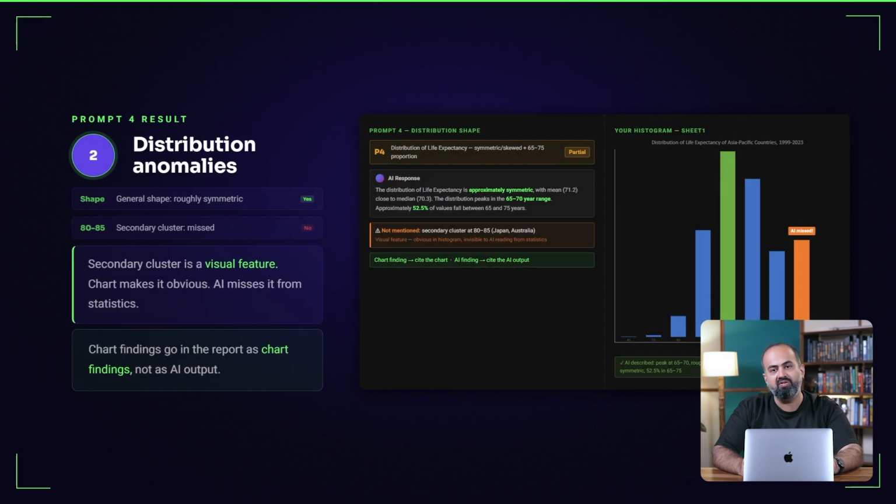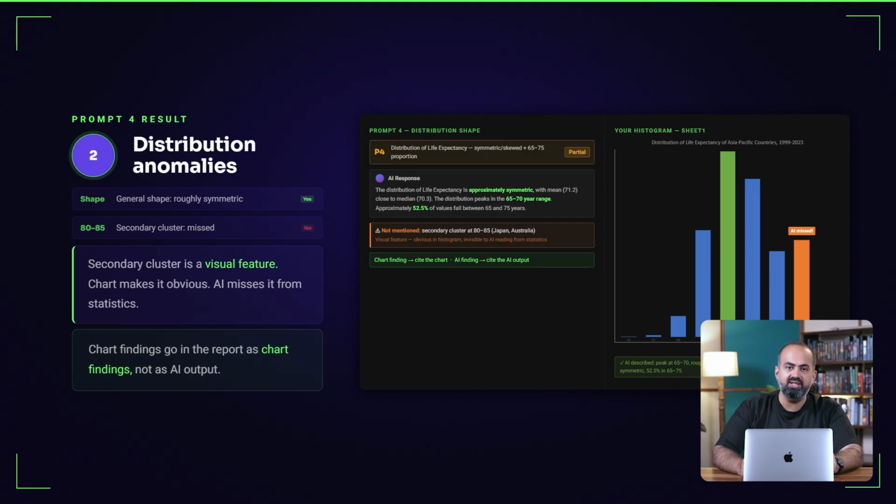Question 2. Did the AI flag or ignore distribution anomalies? Look at your log row for prompt 4. Your unit 3.3 histogram shows 2 findings: the main cluster of life expectancy values in the 65-75 range and a secondary cluster of high-income countries above 80. Did the AI describe both? For most learners, prompt 4 usually ends up as a partial match. The AI described the general symmetric shape correctly, but missed the secondary cluster.